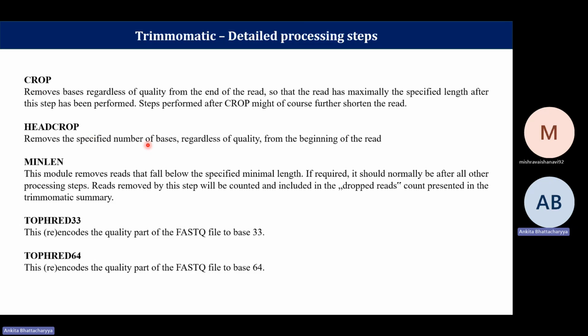Then head crop means you're removing a specific number of bases irrespective of the quality from the beginning of the read. Then you have min-len, which removes reads that fall below that specified minimum length. If required, it would normally be after all other processing steps. Reads removed by this step will be counted and included in the dropped reads count. Again, something you will understand later on. What do we mean by this particular term? Normally be after all the processing steps. I'll show it to you in the next slide.